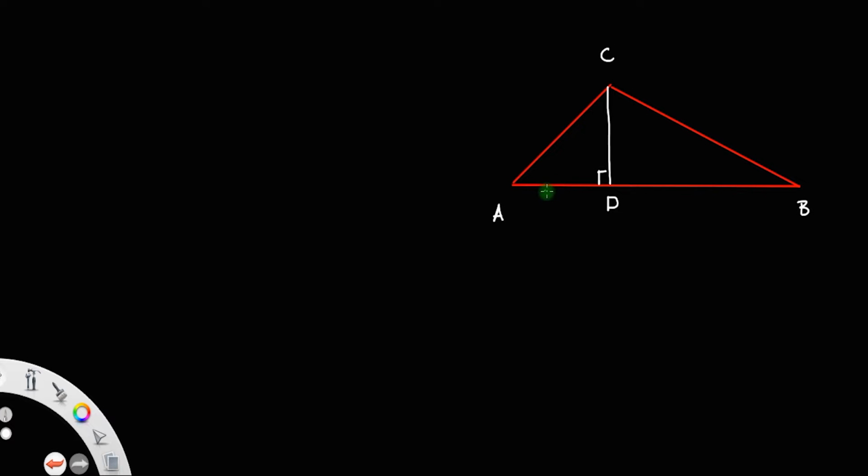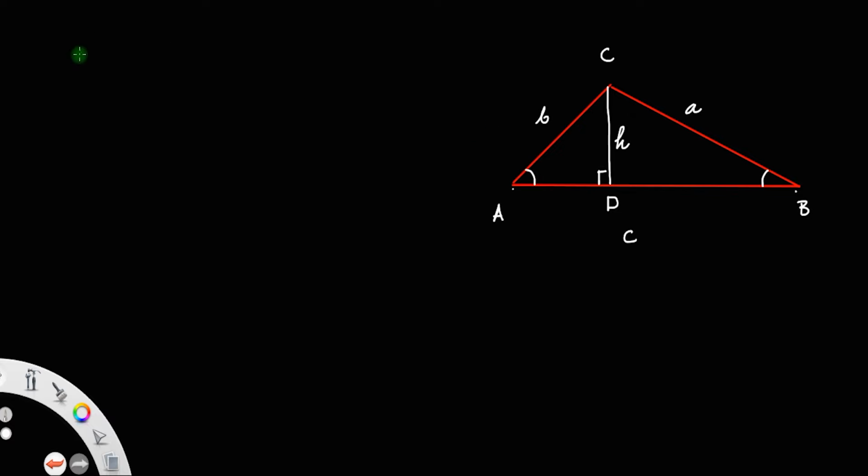Now you have this angle is A, this angle is B. Let's call this height H. The side opposite to angle A is small letter a, the side opposite to angle B is small letter b, and that of C is capital C.